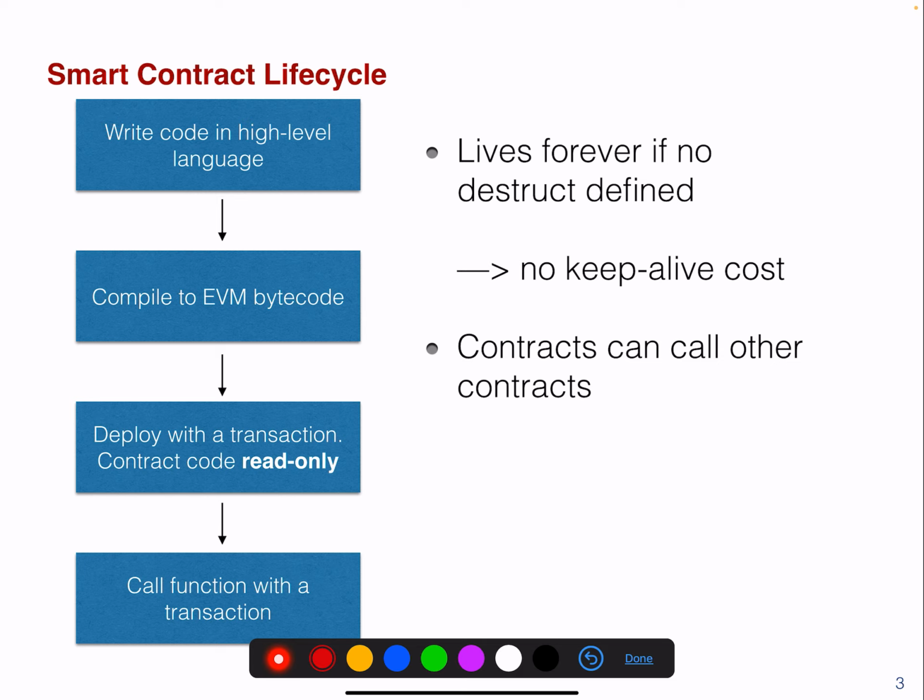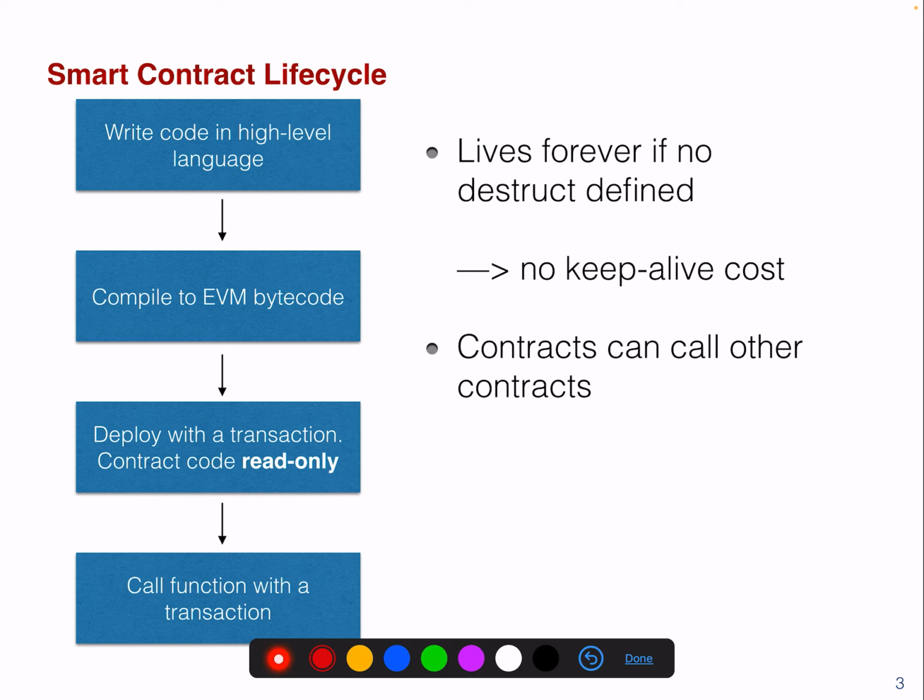What's important is that the contract basically lives forever if there's no destruct function defined. You can actually define a destruct function if you'd like to. However, people might not trust your contract if you have a destruct function, because there might be an exit scheme that you define, and this might not always be suitable for everyone involved in this contract. So I recommend being very careful with a destruct function.